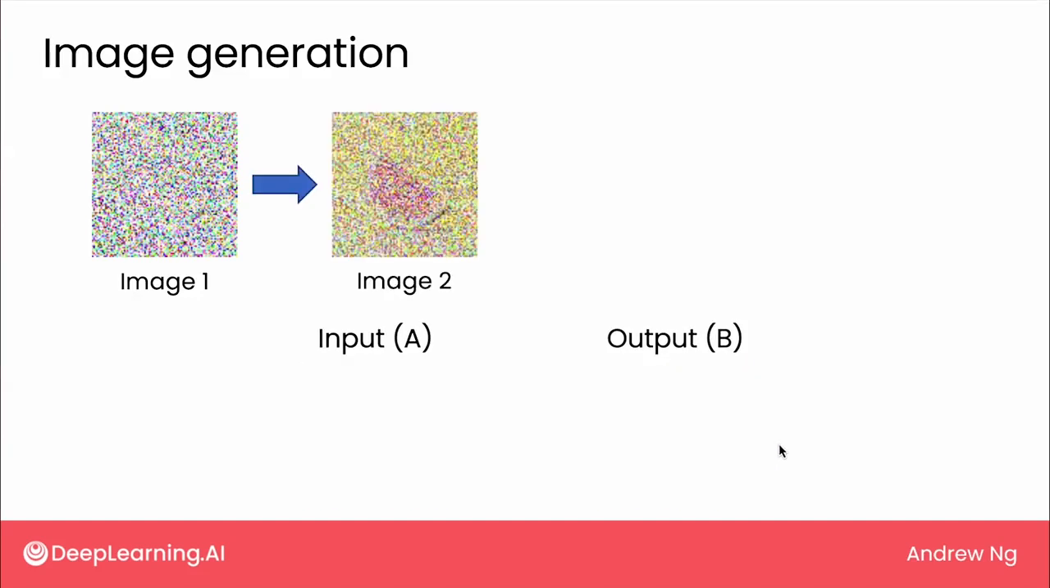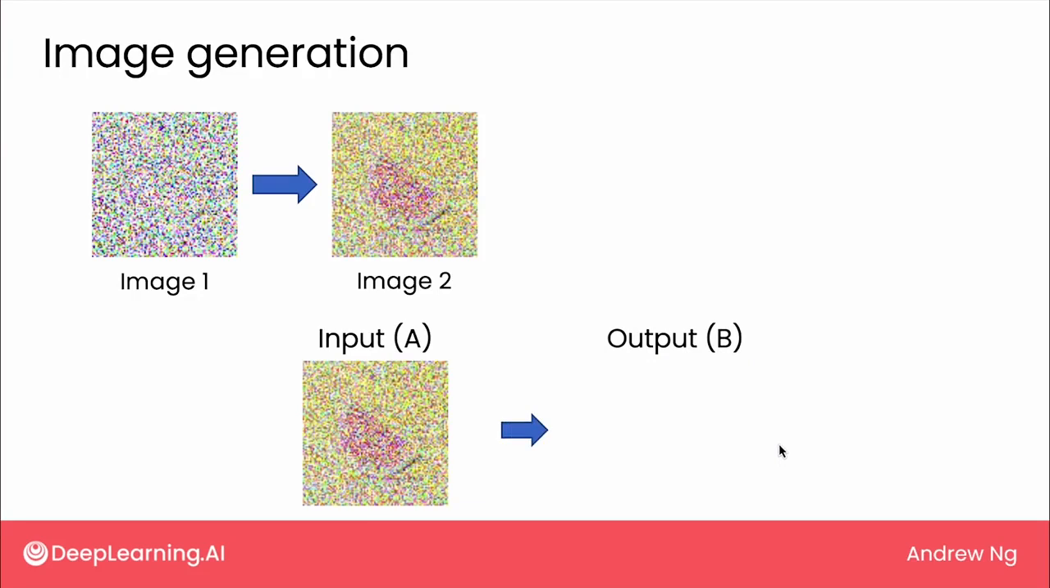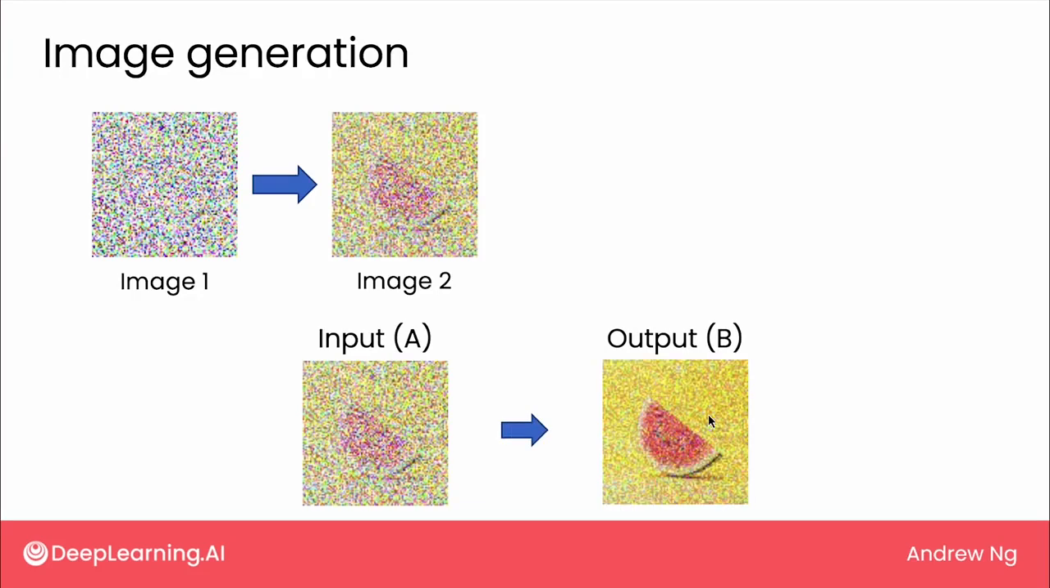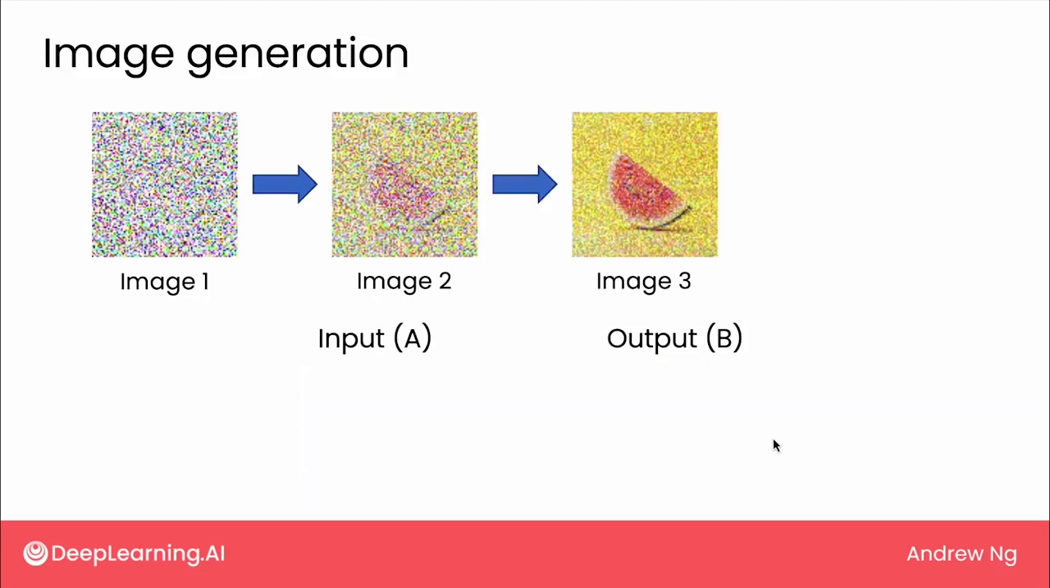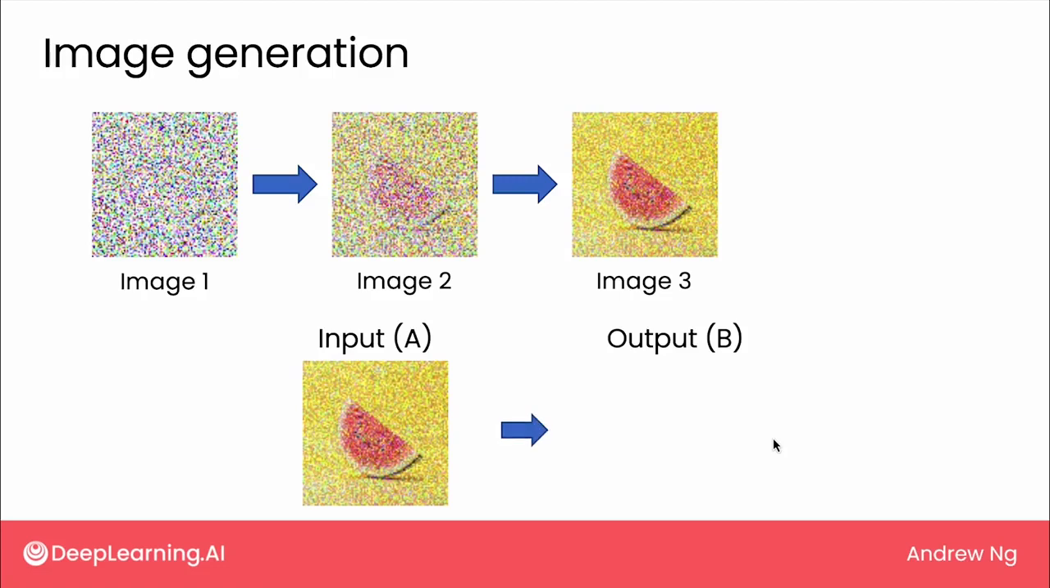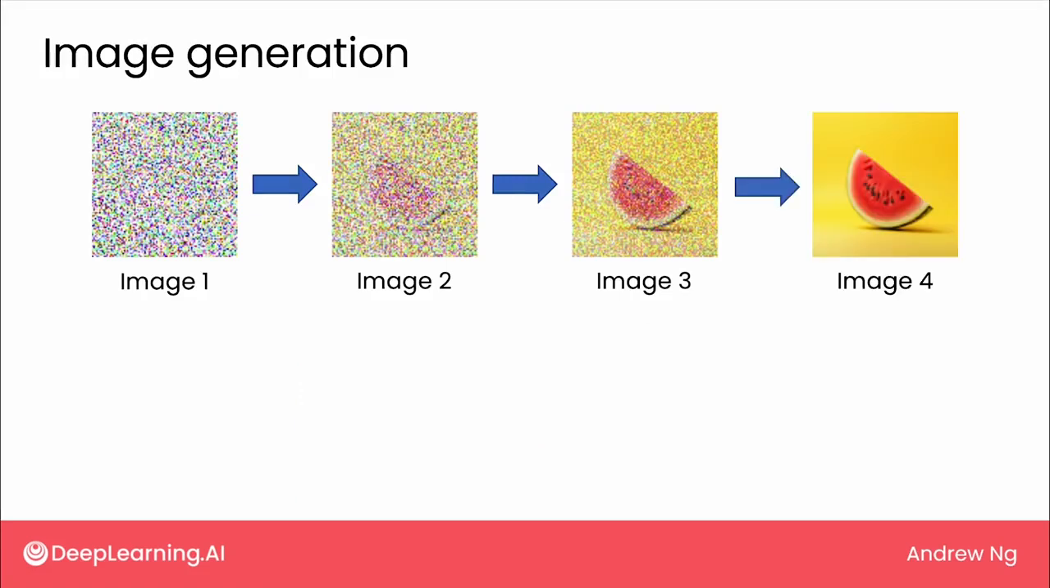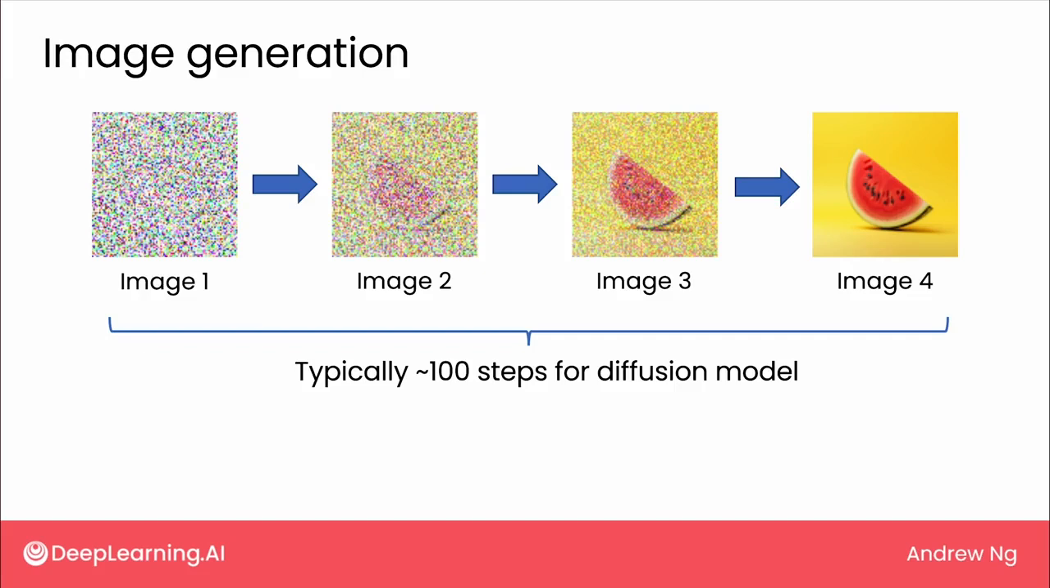Given the second picture, we again feed it to the model, and it then takes away even a little bit more noise. And now it looks like we can see a noisy picture of a watermelon. And then if you apply this one more time, we end up with this fourth image, which looks like a pretty nice picture of a watermelon. I'm illustrating this process using 4 steps of adding noise on the previous slide and 4 steps of removing noise on this slide. But in practice, maybe about 100 steps would be more typical for a diffusion model.